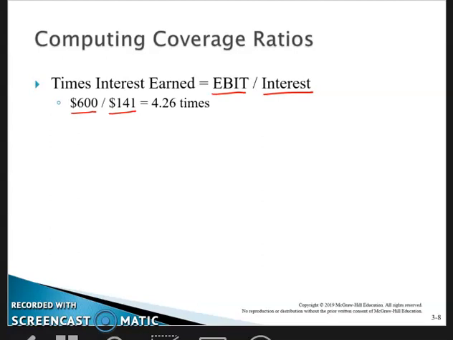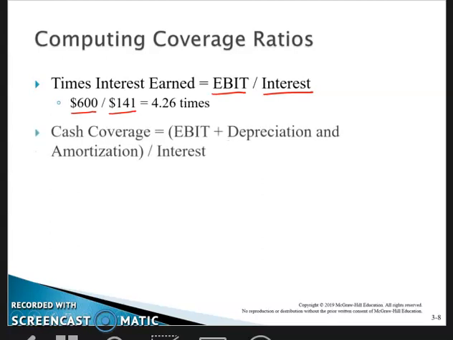To analyze times interest earned, we'd either want to compare year over year, this year to last year, or compare our company to one of its peers to get an idea of how effectively it's meeting its debt service requirements.